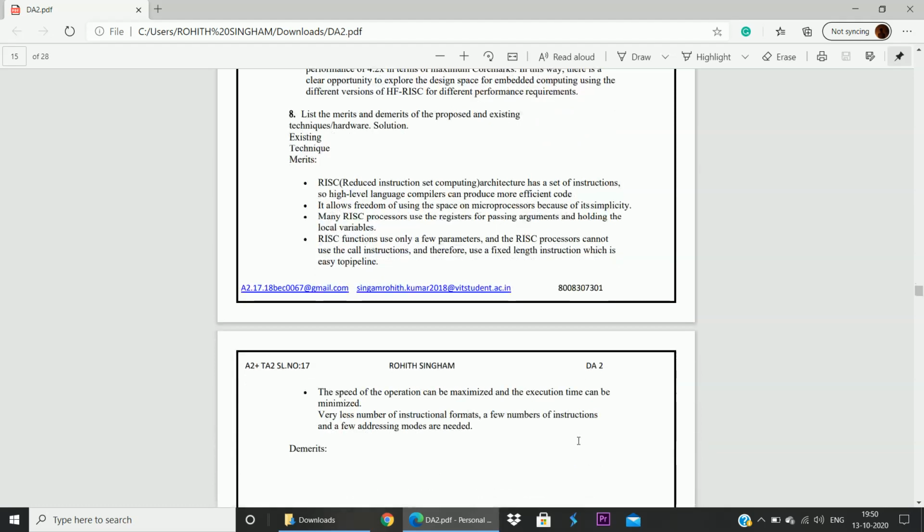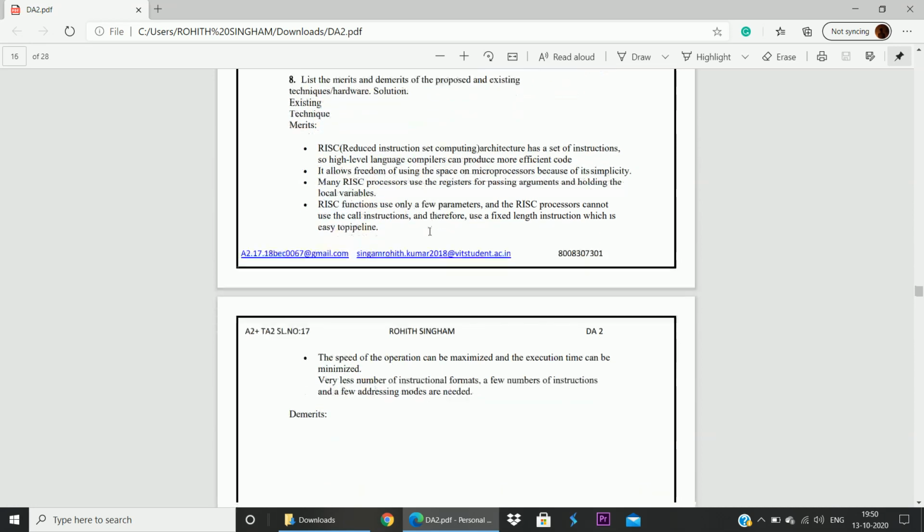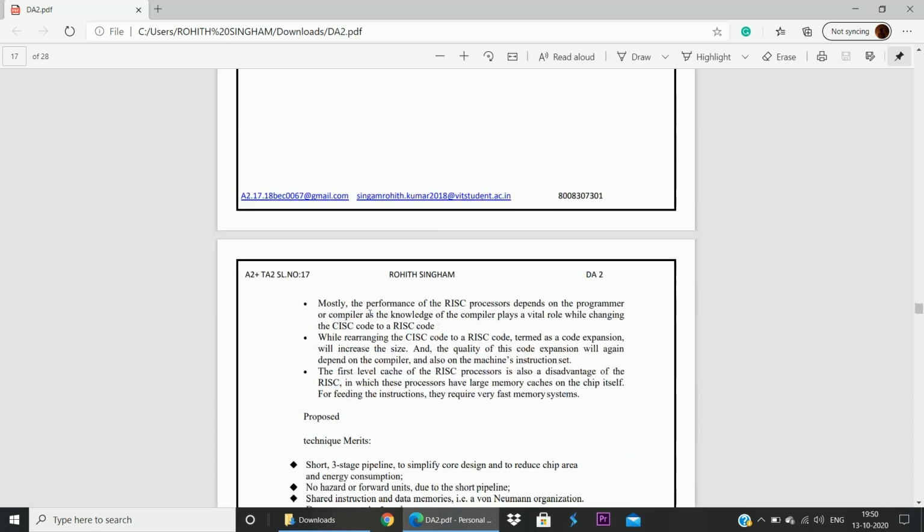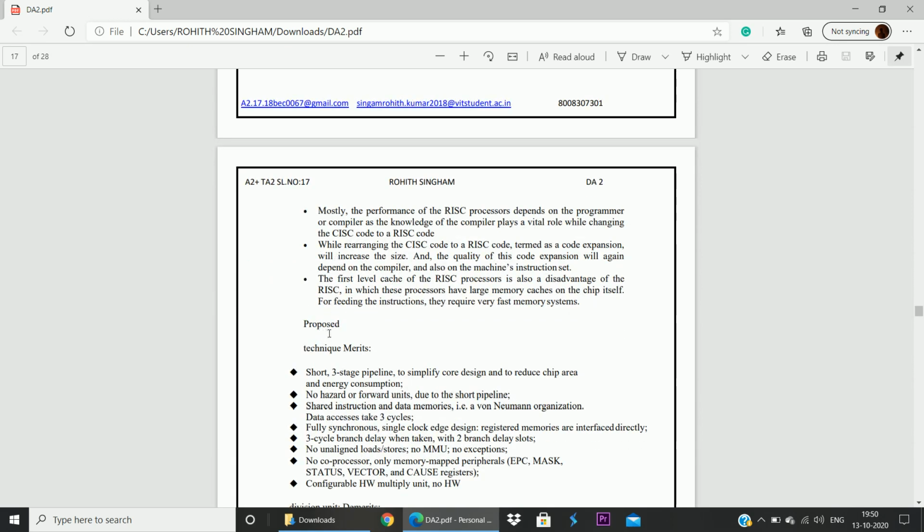Now coming to the eighth question: list the merits and demerits of the proposed and existing techniques. First I have mentioned the existing technique's merits. The RISC architecture has a set of instructions, so high level language compilers can produce more efficient code. It allows freedom of using the space on microprocessors because of its simplicity. Many RISC processors use registers for passing arguments. So these are all the points, and next coming to the demerits. Mostly the performance of a RISC processor depends on the program or compiler, as the knowledge of the compiler plays a vital role. These are the demerits.